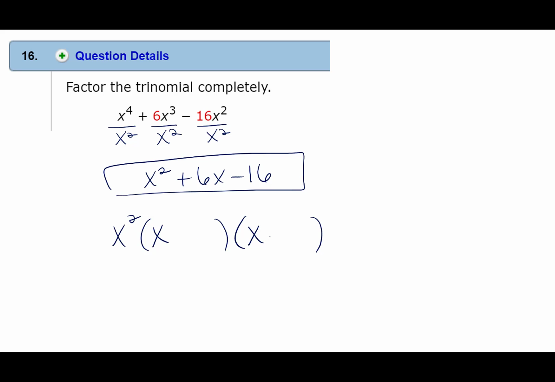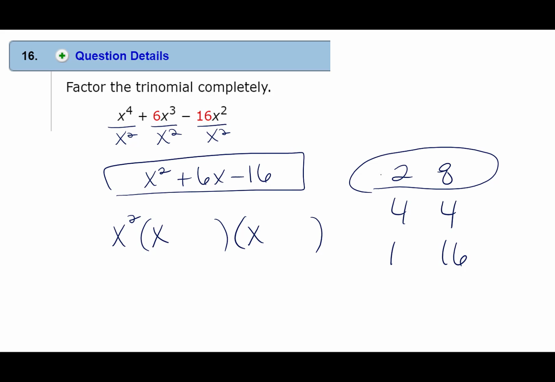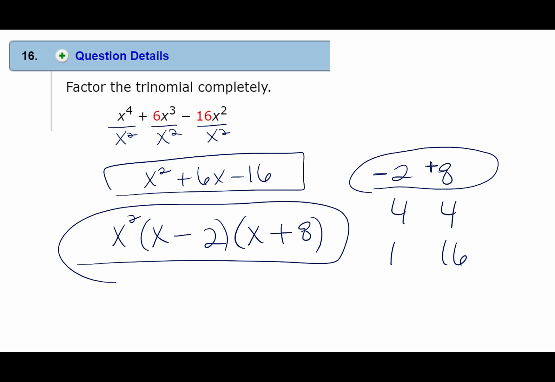So we have x and x, and now we need two numbers that multiply to negative 16 but add to positive 6. If you look at 2 and 8, if the 2 was negative and the 8 was positive, that multiplies to negative 16, but it also adds to positive 6. So in any order, put minus 2 and a positive 8, and that is your final answer.